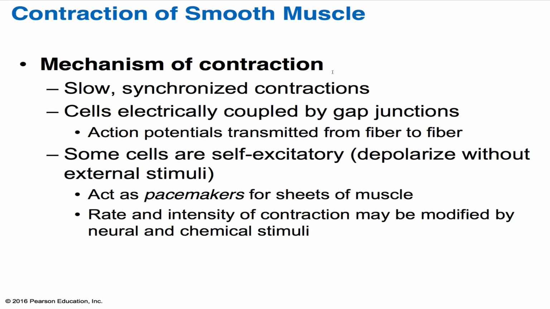Now, they're able to contract in this way because of the electrical coupling of the smooth muscle cells by gap junctions. These gap junctions allow the smooth muscle fibers to transmit their action potential from one fiber to the next. Now, some cells are self-excitatory. So, for example, the smooth muscle fibers that we have in the stomach and small intestines, these are pacemaker cells. So once they're excited, they set the contractile pace for the entire muscle sheet.